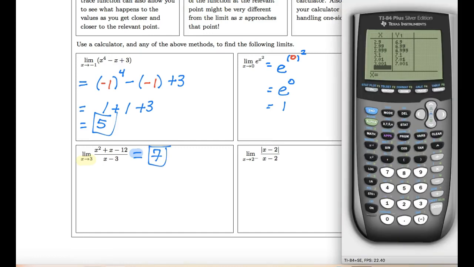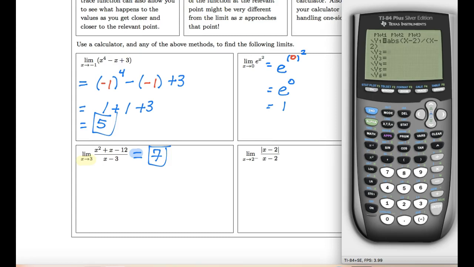The last one is the same thing. I'm going to go back to y equals and clear this out, and I need absolute values. This is 2 from the left: the limit as x approaches 2 from the left of this function. This is a one-sided limit. So I'm going to go to my catalog, I think it's under the 0. There it is, second 0, and I hit the first one, ABS. So the absolute value of x minus 2 divided by x minus 2. It doesn't simplify to be 1, so be careful.